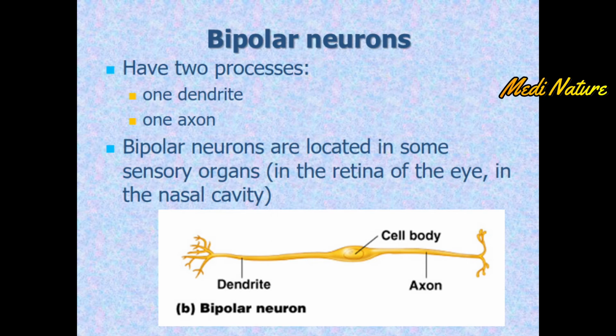When we are considering bipolar neurons, they have only two processes, that is, one dendrite and one axon. The bipolar neurons are usually located in some sensory organs, for example, in the retina of the eye and in the nasal cavity.